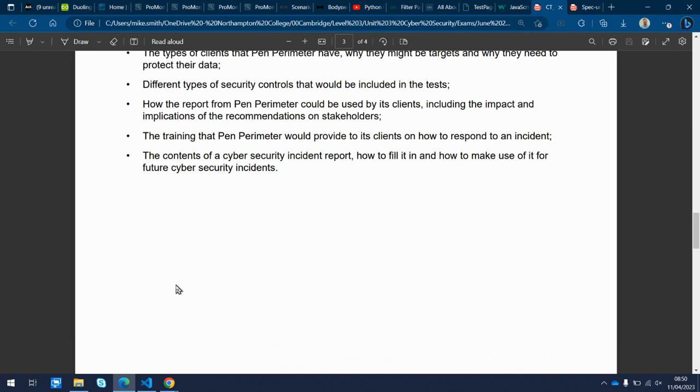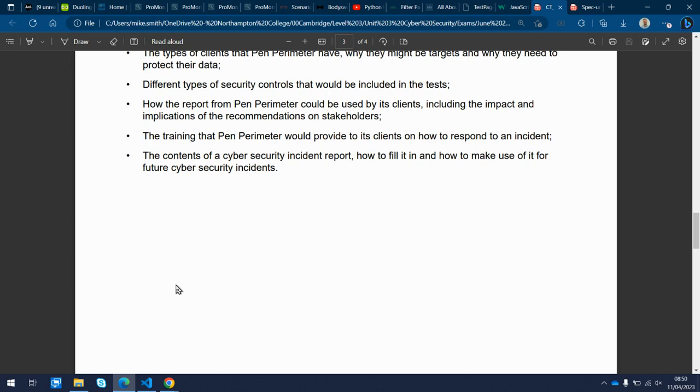The last two, the training that Pen Perimeter would provide to its clients on how to respond to an incident. There is a whole load of stuff in the textbook and in the specification, again, about what responding to an incident looks like. What does an incident report look like? Who is responsible for which bit? What do you do first? What do you do second? Do you have to contact the emergency services and so on? So again, go and have a look at that, because they're going to be testing your understanding and your knowledge about these incidents and these incident reports and what they look like and the kind of information that is included in these reports. So that's it in a nutshell.